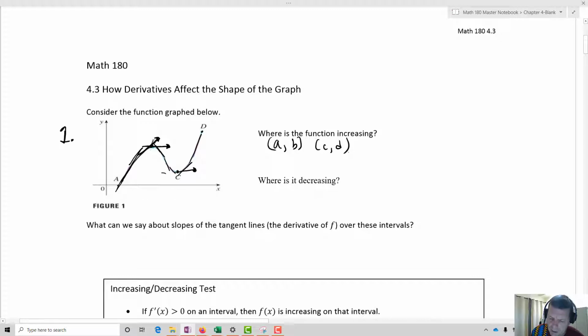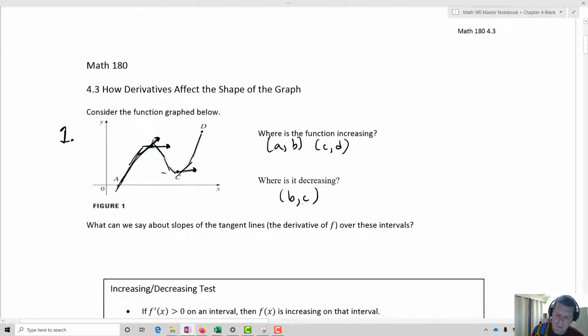Notice that I didn't include A, B, C, or D. I could technically include D if I wanted to, and I could include A as well, but actually, I'm not going to include those. That's because at B and C in particular, the derivative is equal to 0. It's not actually positive, and so consequently, it's neither increasing nor decreasing. Whereas decreasing, we know, is from B to C.